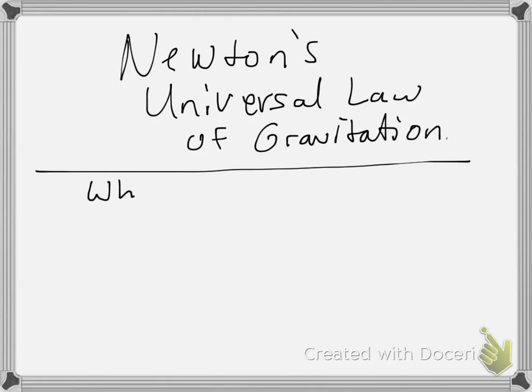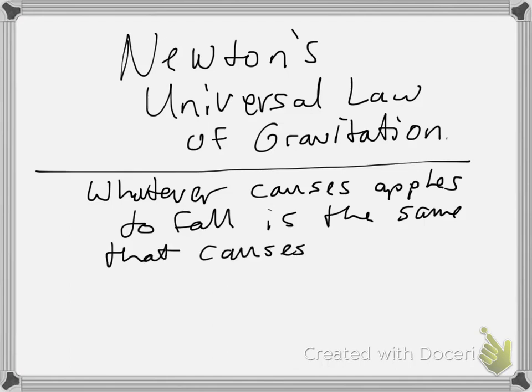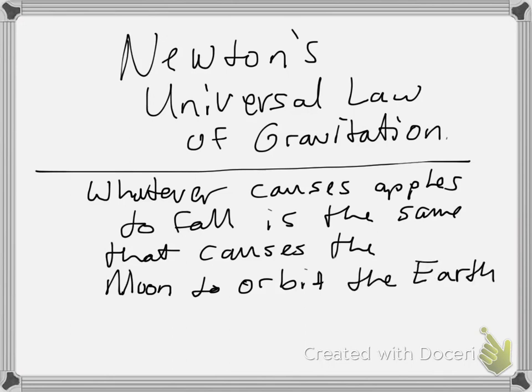Okay? So whatever causes apples to fall is the same that causes the moon to orbit the earth. And this was a pretty groundbreaking idea. That means that the moon is constantly falling, which is a bit of a weird idea if you're not used to it. But through some mathematics and a lot of thinking, Newton finally arrived at an equation.